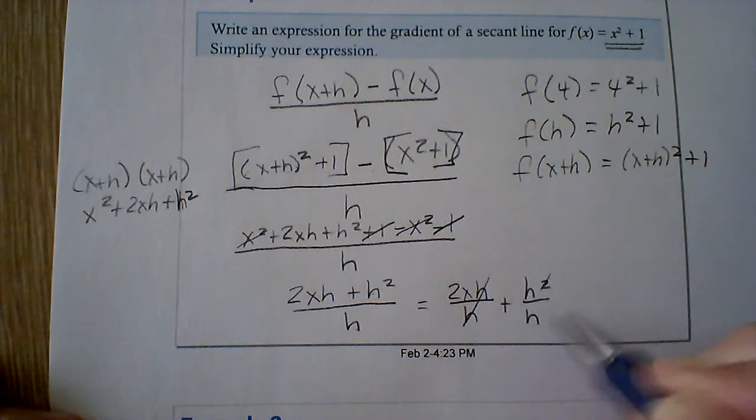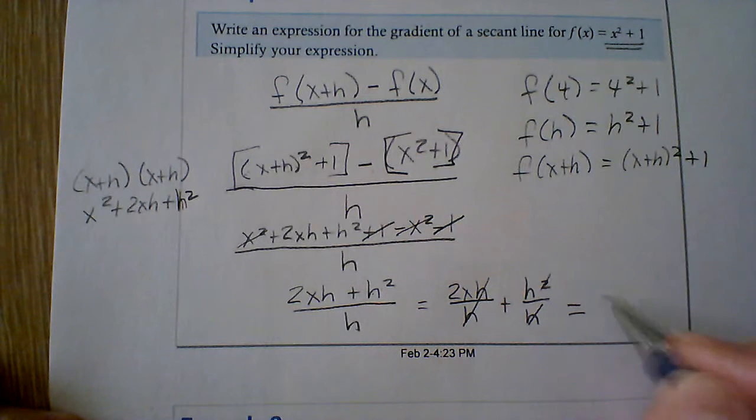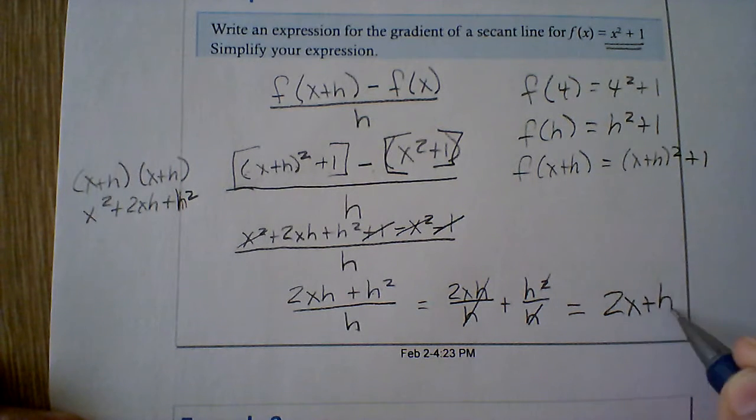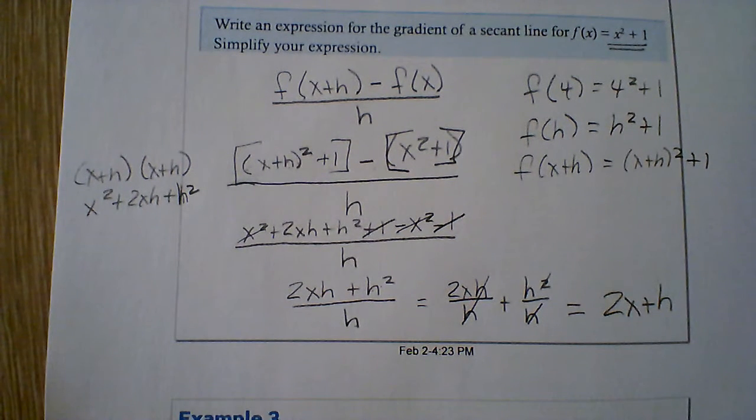So these h's cancel out, and one of these h's cancels out. So we are left with 2x plus h. So that's the equation of the secant line, wherever you decide h is. How far away from the original x do you want to go? And this will give you the slope, or the equation of that line. Okay, so if your first x value is 8, and you decide to go 2 away, your h is going to be 2.